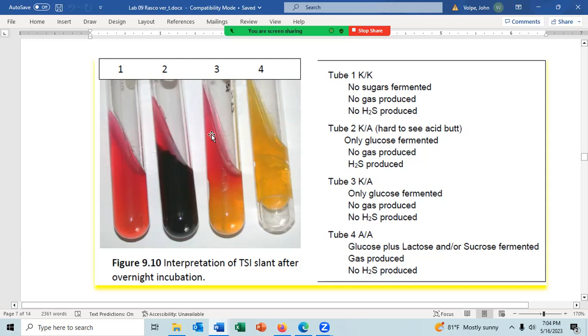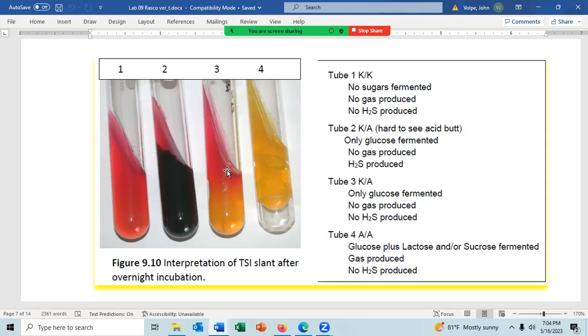If you looked at this tube earlier, the slant would have been yellow and the butt would have been yellow. But what happened is all of the sugar was fermented in the slant, and fermentation happens quicker in the slant because of aerobic respiration. This is growing aerobically. This is growing anaerobically. So all of the sugar was fermented.